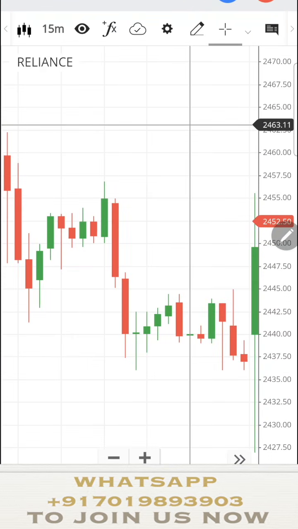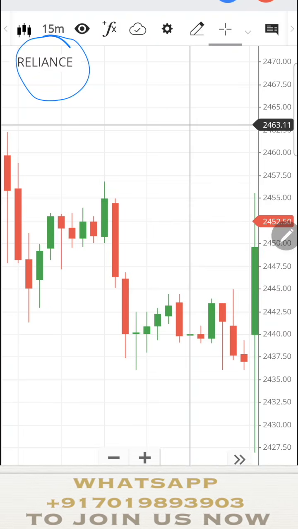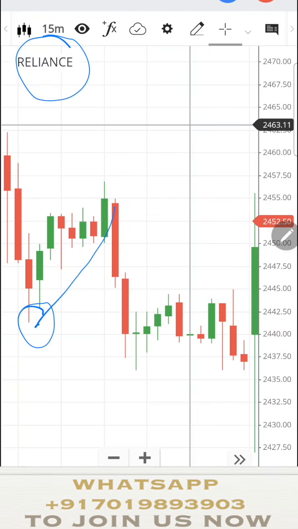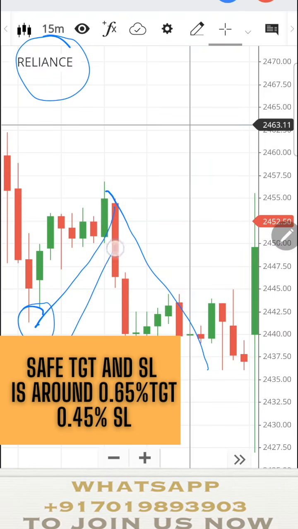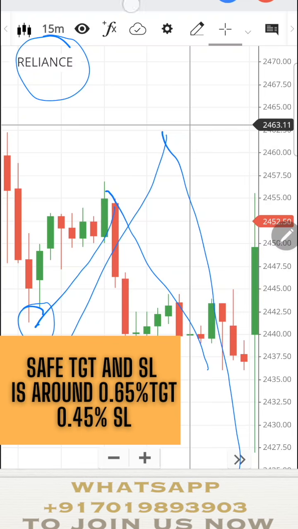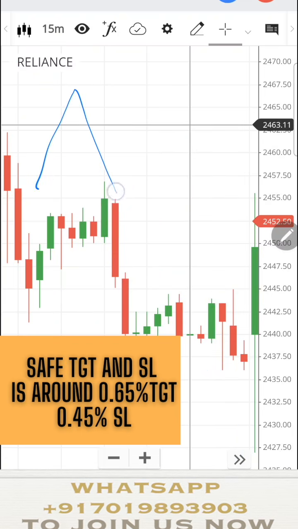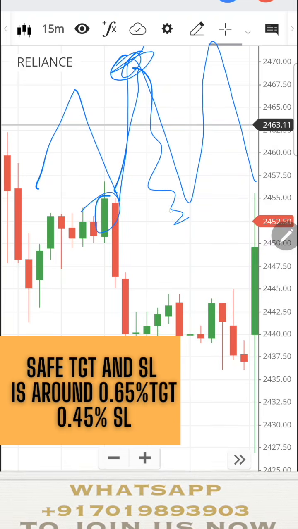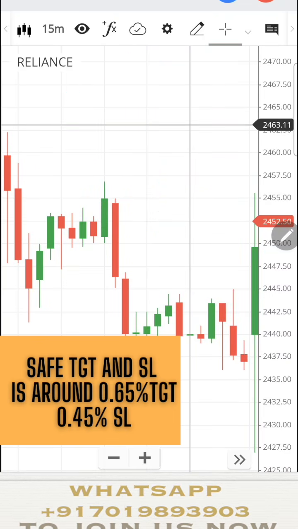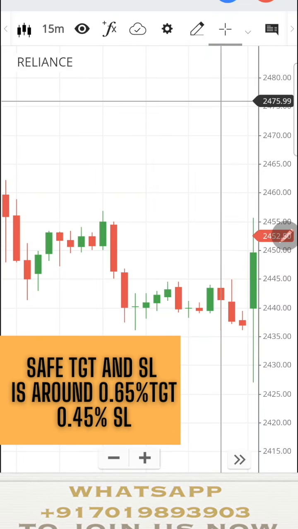Here is an example of a Reliance chart that you're seeing right now. Let's assume you have bought the stock here, and it has gone up, and in the same way it has come down as well. You need to understand that the market will not always go in a straight upward or straight downward line. There will always be a zigzag movement in stock market trading, and you have to buy here and exit here, or short sell here and exit here. So you have to know where your correct entry and exit point is in intraday trading.